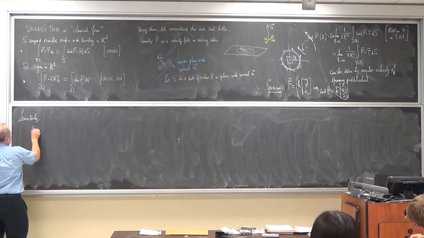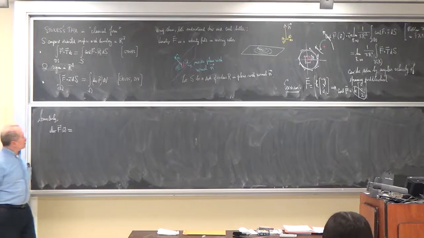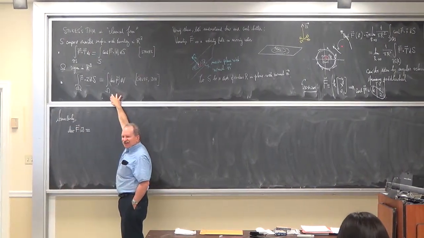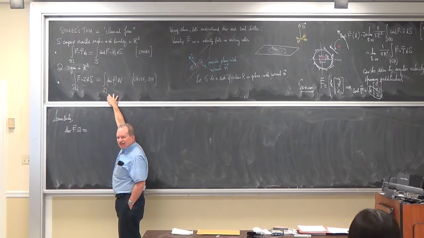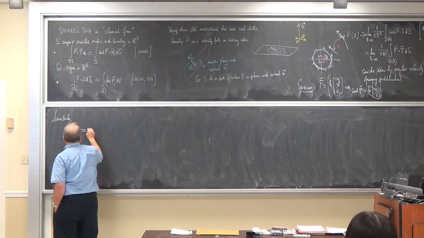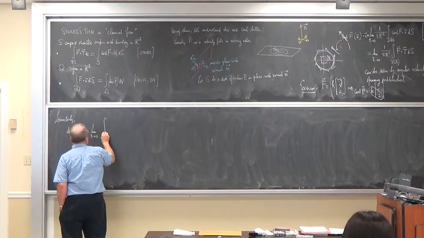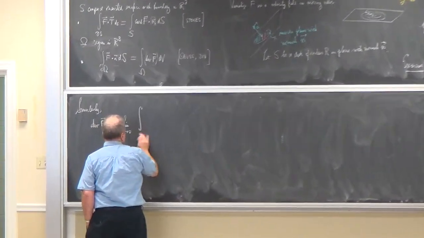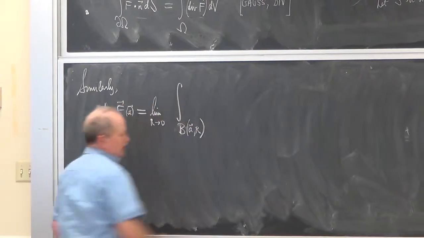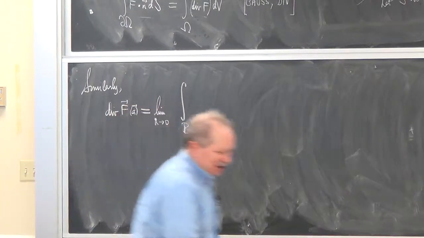How can I get div f at a point? Well, I can shrink my omegas down to the point A and apply Stokes' theorem down to this point. So I can think of this as the limit, as r goes to 0, of the integral over a ball of radius r centered at A. This is exactly what that number 7 was back months ago.